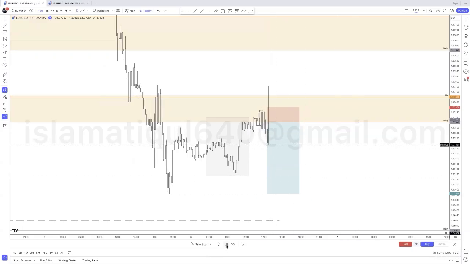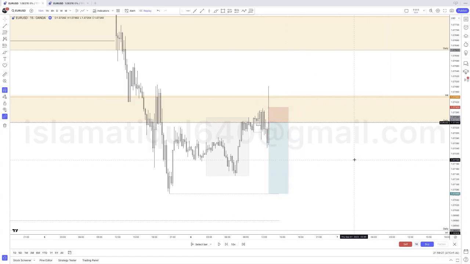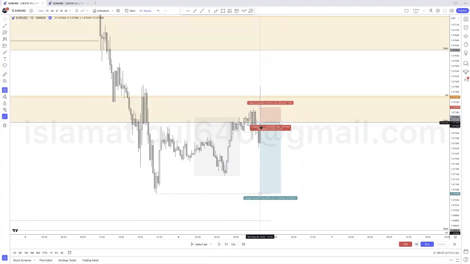Okay, let's see. Oh, that's a loss. First trade itself is a loss. That's fine. Let's see if we can recover it during the New York session. Yeah, for some reason they moved up, cleared out this high again. We have a good rejection, but I have no idea why they did this. So let's wait for the New York session.